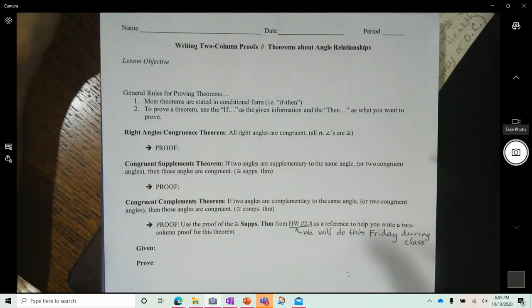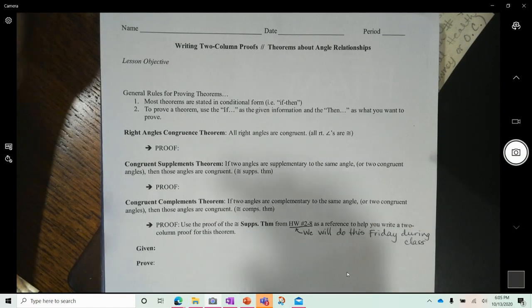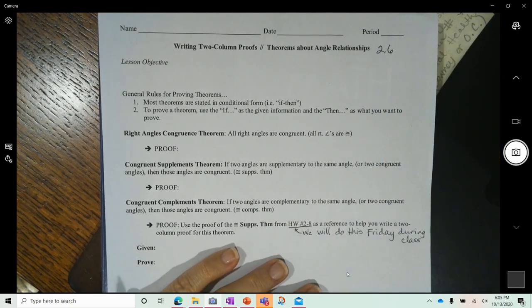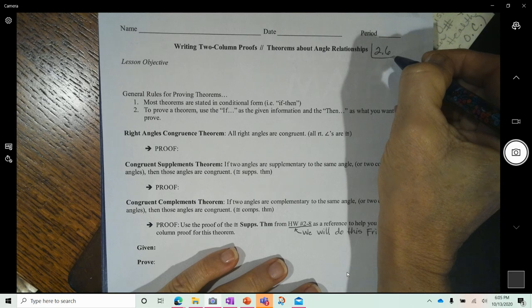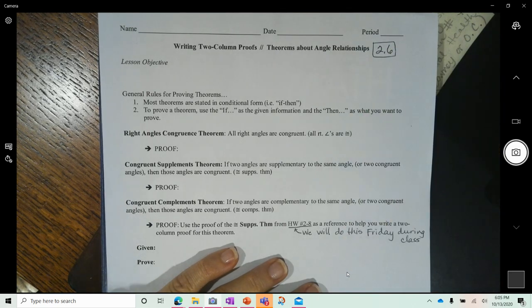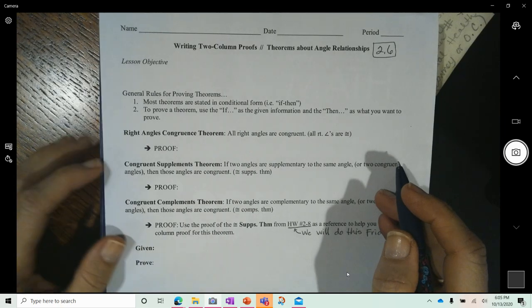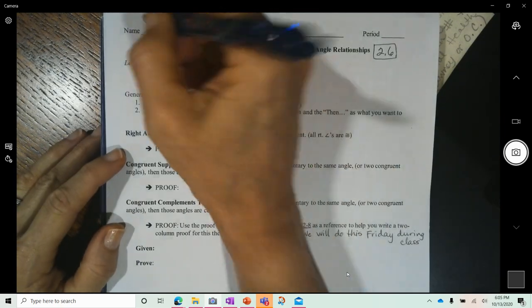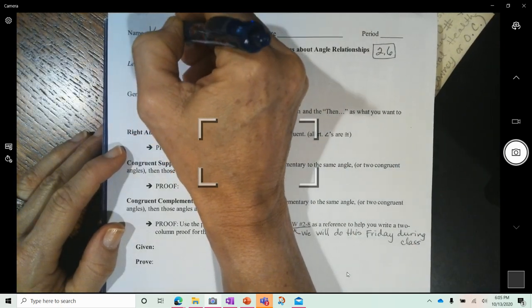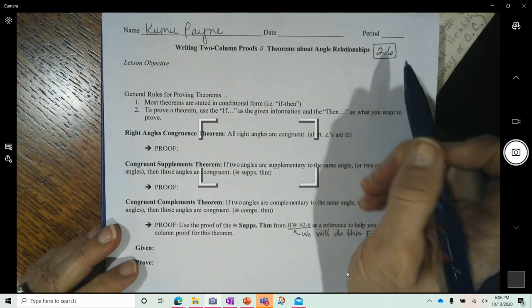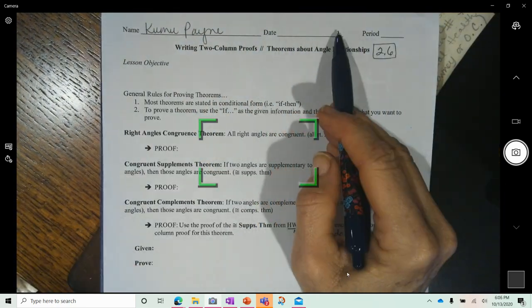Hello, geometry classes. We are going to be starting lesson 2.6 or C2L6 today. So hopefully you have this. Remember, it's posted in your class notebook. Let's put our name on our paper and whatever period you're in.